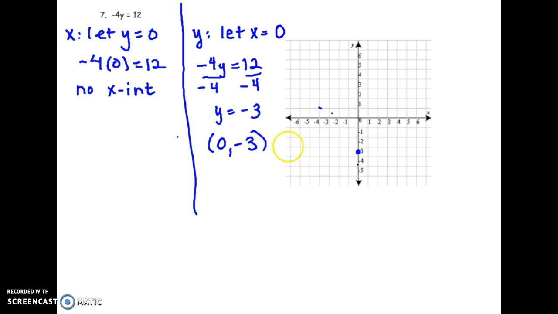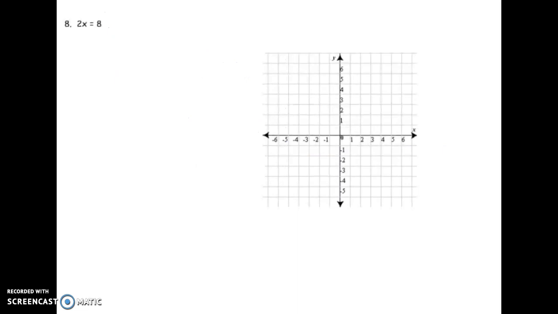Well, actually, what happens in this case, this is an example of a horizontal line. And if you notice, it never will cross the x-axis, sorry. So it's only going to cross the y-axis right here at (0, -3), but it will never cross the x-axis. So looking at another similar example, only in this case we've got 2x is equal to 8.